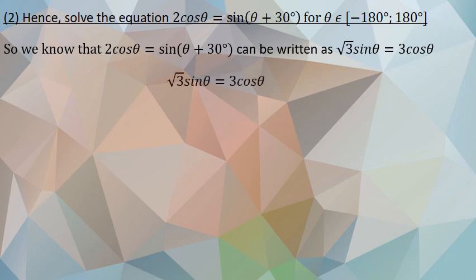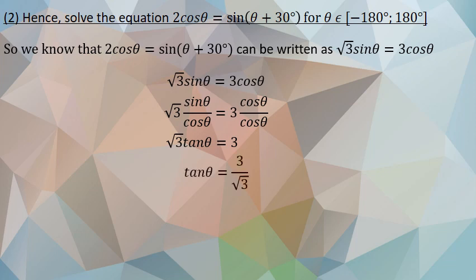The root 3 sine theta equals 3 cos theta. Why? Because there are 2 thetas. They're exactly the same, which means we can divide both sides by cos theta, and we can solve an equation in terms of tan. Sine over cos turned into a tan, and cos over cos cancelled each other out, which left us with that 3 on the right hand side. Now if we divide both sides by root 3, we get tan theta equals 3 over root 3. Pop that into your calculator, arctan, to get a reference angle of 60.